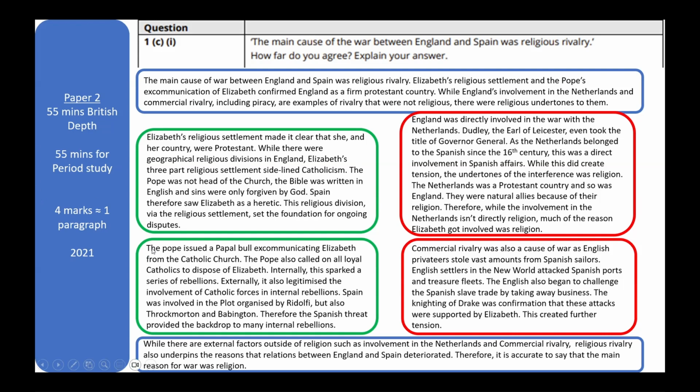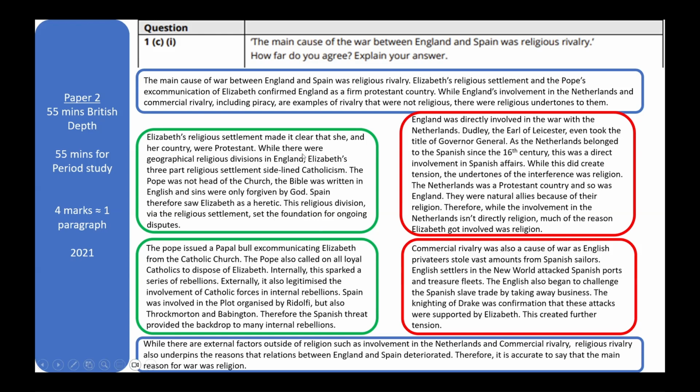Next paragraph. So the Pope issued a bull excommunicating Elizabeth from the Catholic Church. The Pope also called on all loyal Catholics to depose Elizabeth. Internally, this sparked a series of rebellions. Externally, it also legitimised the involvement of Catholic forces in internal rebellions. Spain was involved in the plot organised by Ridolfi, but also Throckmorton and Babington. Therefore, the Spanish threat provided the backdrop to many internal rebellions. And again there, I am agreeing and then linking it back to the question.